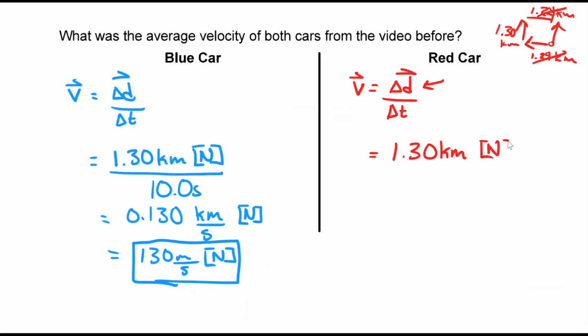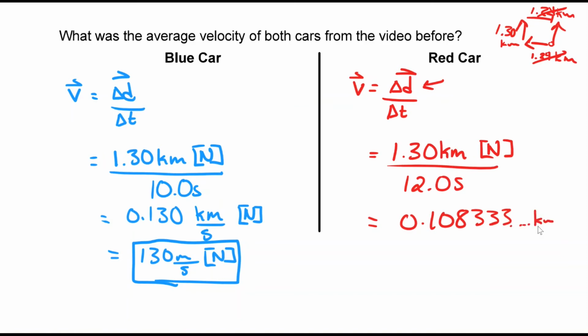So it also went 1.30 kilometers north because the equal amounts of west and east movement cancel each other out. This time it went in 12 seconds. So when we do that calculation, we are going to get 0.108333 whatever kilometers a second north. And we're going to change that into 108 meters per second north.